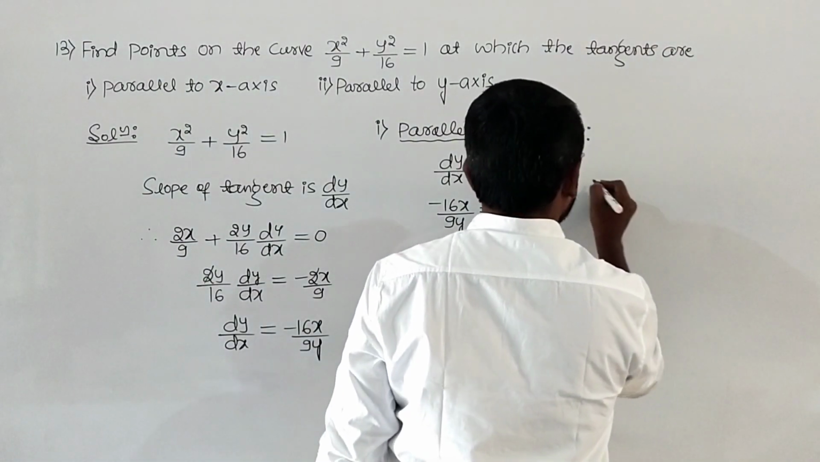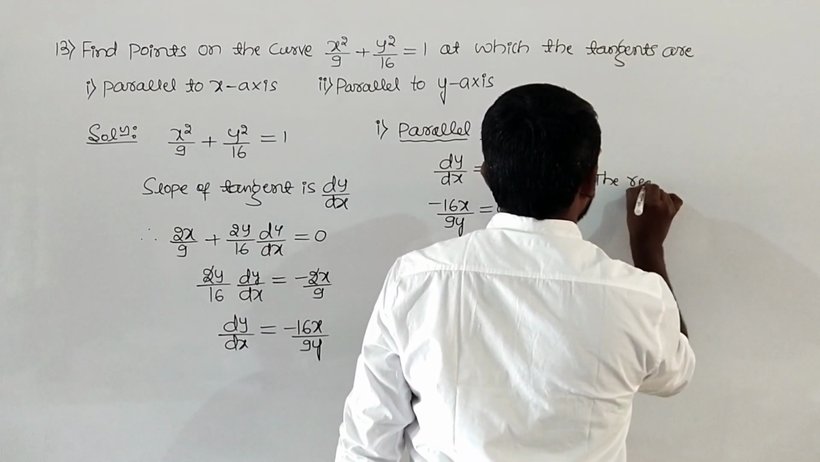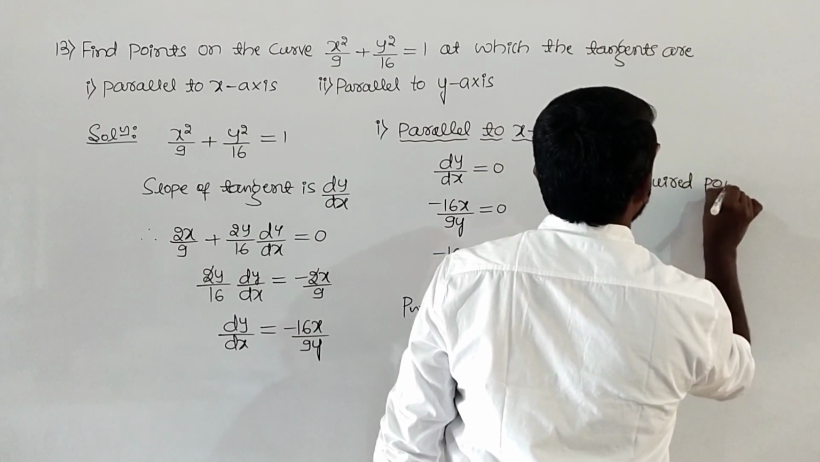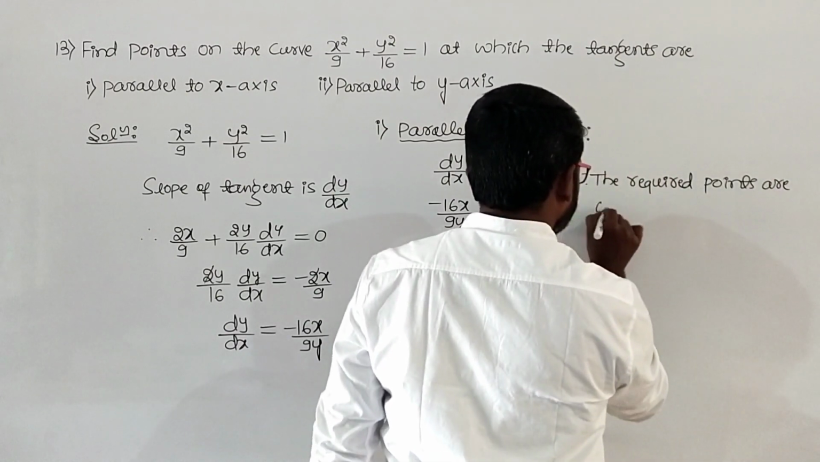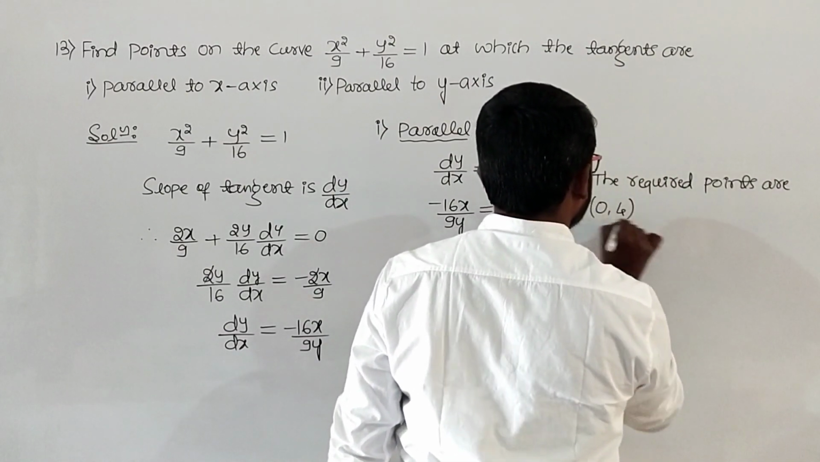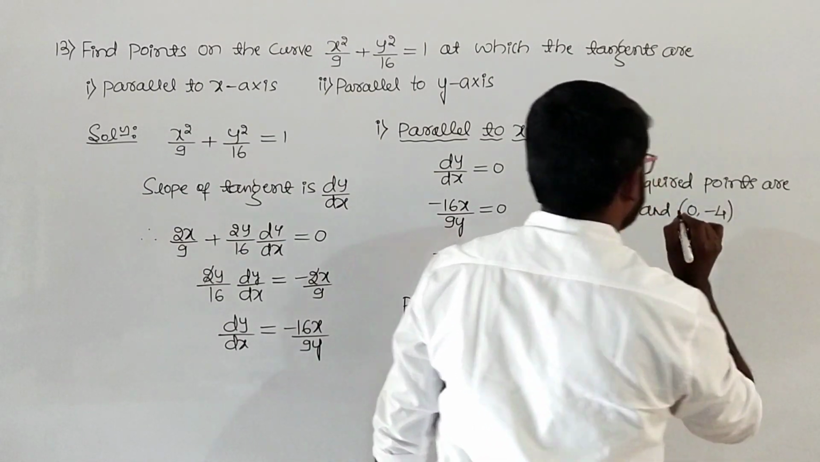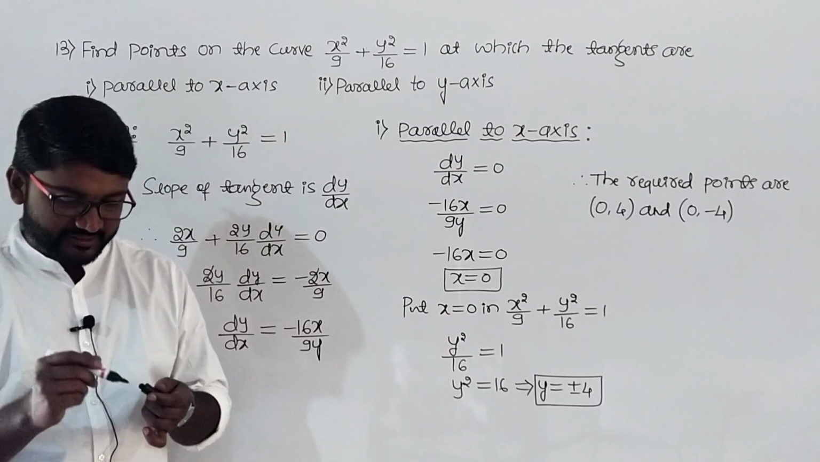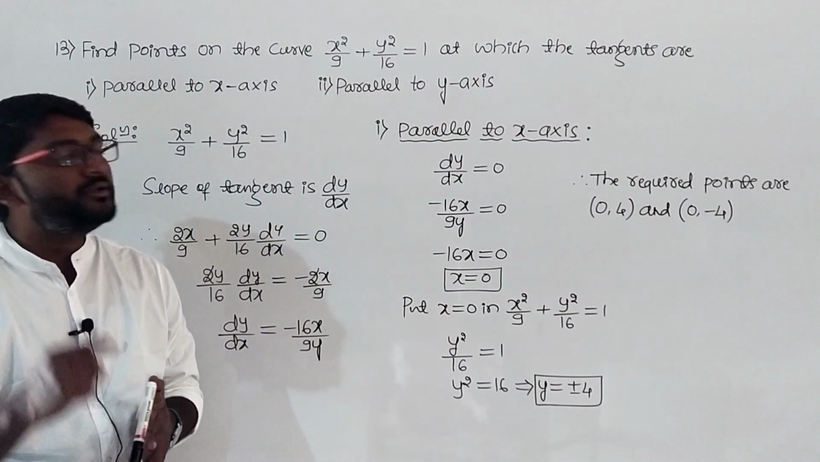Here we will have to write: therefore the required points are 0 comma 4 and 0 comma minus 4. So this is regarding the first case. Write down this and then we'll move on to the second case, that is parallel to the y-axis.